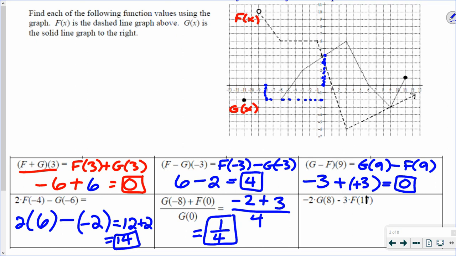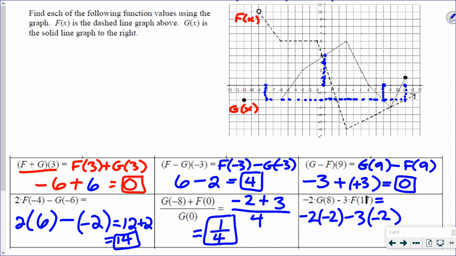Okay, next example, we have -2 times g of 8 minus 3 times f of 11. To evaluate g of 8, here's 8 on the x-axis. G is the solid graph, so let's go down to the solid graph, over to the y-axis, and my y coordinate is -2. Minus 3 times, and then f of 11, okay, here's 11. I'm going to go to the dash graph, over to the y-axis, and I can see that f of 11 is also equal to -2.